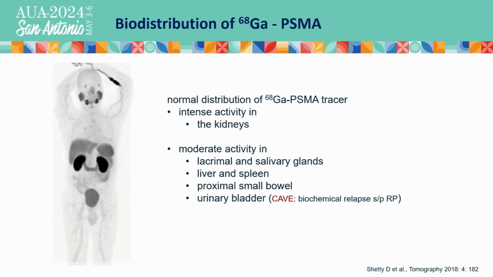It's not prostate cancer specific, and I will come to this in a minute. There is a normal physiological distribution of the gallium PSMA PET tracer, and you can see it on this image. You have a moderate activity in the salivary glands. You have a moderate activity in the liver and the spleen and the proximal small bowel. And whenever you use gallium PSMA, you will have moderate activity in the bladder. You have always a strong activity in the kidney, and these differences in activity, spleen and liver, kidney and bloodstream, will then be analyzed in the PROMISE score, which I will show you at the end of the presentation.